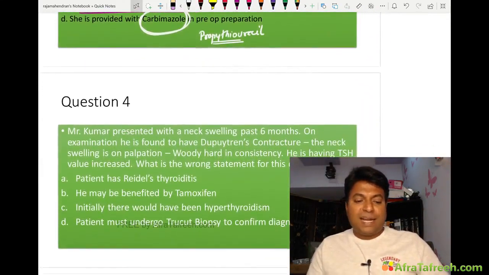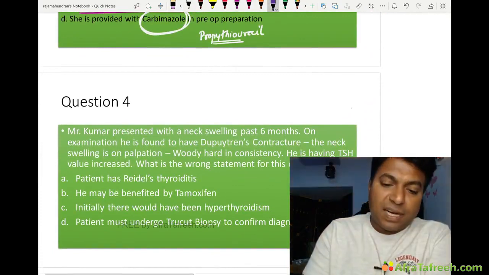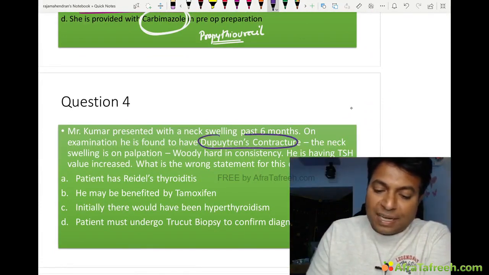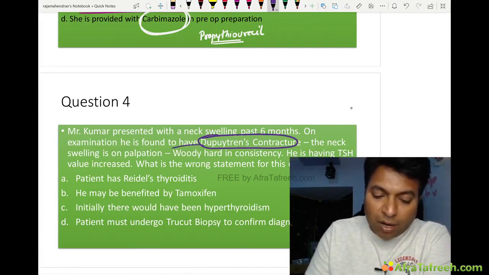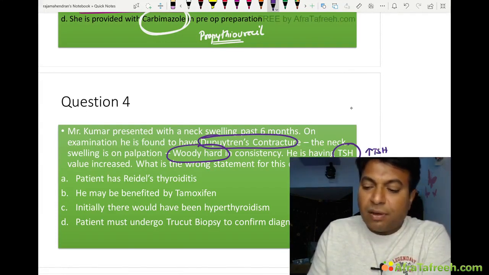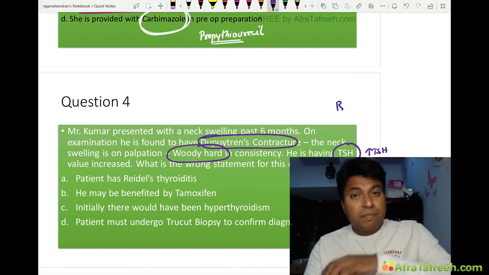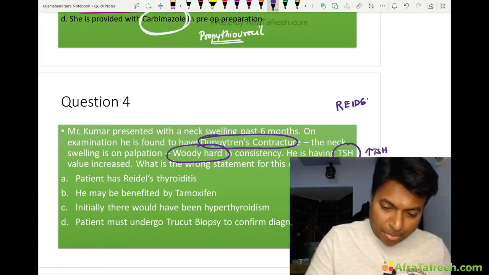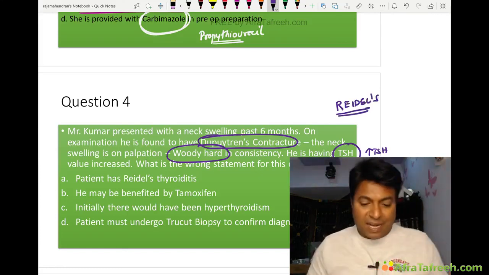The next question on thyroid: Mr. Kumar presented with neck swelling for the past 3 months. He is having Dupuytren's contracture. The neck swelling is hard on palpation. He is having increased TSH, which means the patient is hypothyroid. So this is a case of Riedel's thyroiditis. From the history, most of the time you should come to your diagnosis. So this is Riedel's thyroiditis.